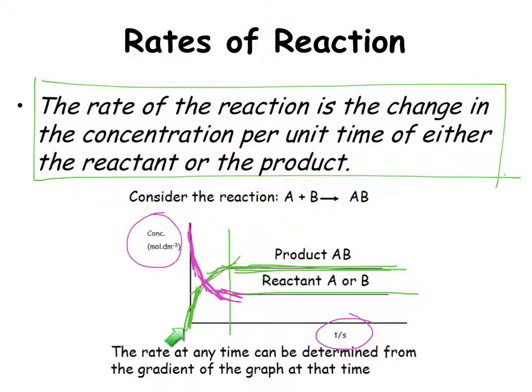Now obviously as a reaction proceeds, initially there's lots of particles reacting, so it goes fast. And then some of the particles have been used up. So in terms of collision theory, there are fewer particles colliding as the reaction reaches completion, and that is why the reaction rate slows down as you get closer and closer to completion.